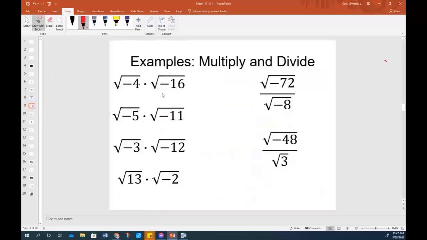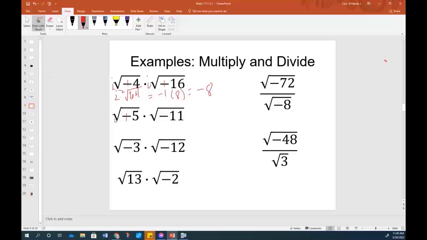If we're going to do multiplication and division, don't forget it said the very first thing you have to do is take the i out. So I'm going to put an i in front, put an i in front, then do the outside to outside, inside to inside. i times i is i squared, and 4 times 16 is 64. Okay, well, i squared by definition is -1, and the square root of 64 is 8, so this one is -8.